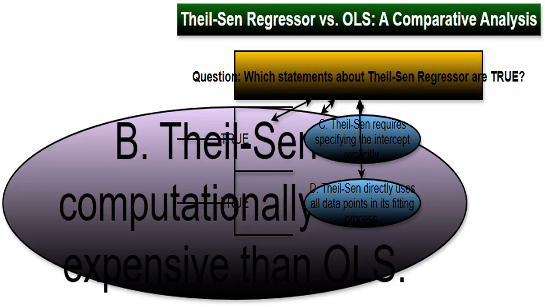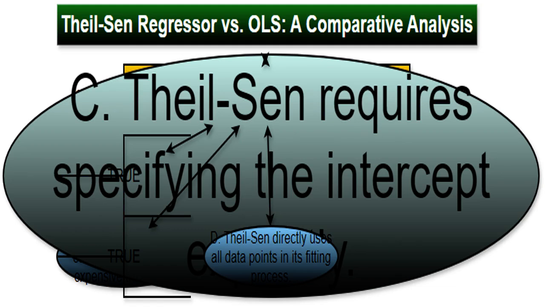This is also true. Computing the median of all possible slopes between data points requires significantly more calculations than the direct matrix calculations used by OLS. This is false. The TheilSenRegressor in Sklearn automatically estimates both the slope and the intercept. You don't need to provide it.